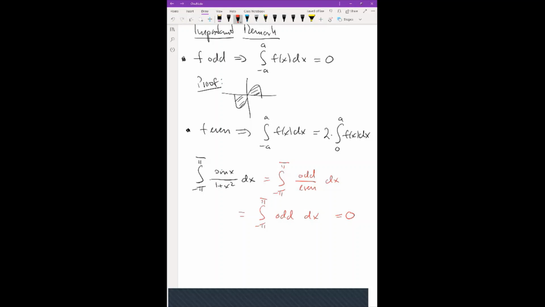So if you know this, then this is very easy. If you try to do this with antiderivative or u substitution, you might as well shoot yourself. Impossible.